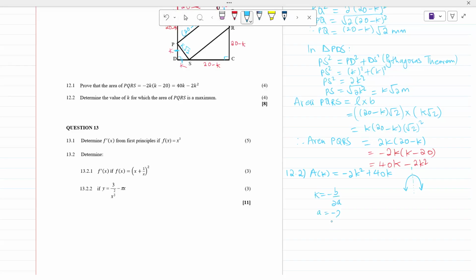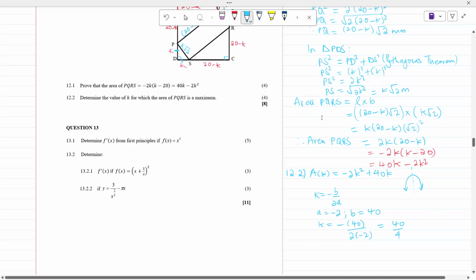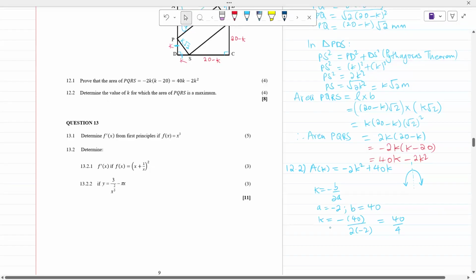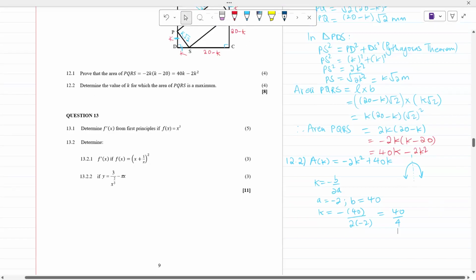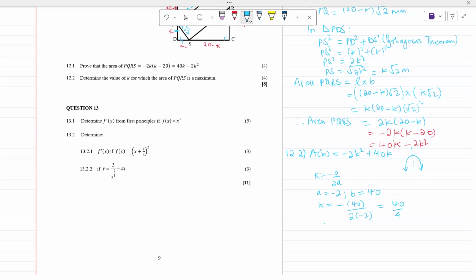So this will give me negative 40, that's the value of b, and then 2 times negative 2. So therefore, that value of K will give me 40 over 4. And therefore, that desired value of K, which will give a maximum, is going to be K equals 10. The value of K that will make this a maximum is going to be 10 millimeters. So this is that value.